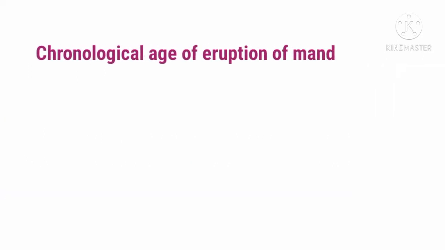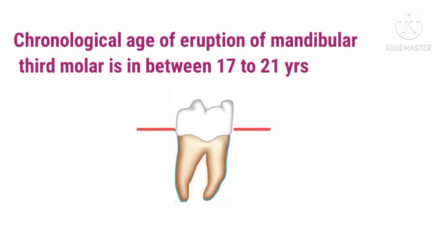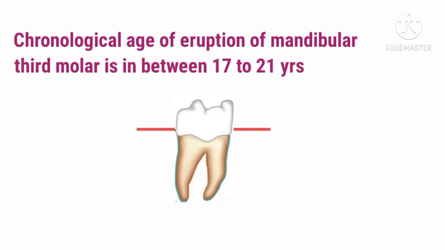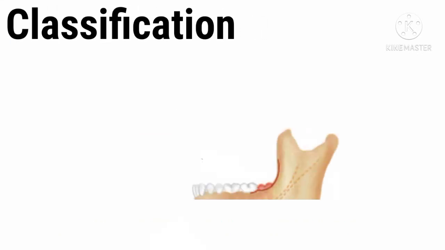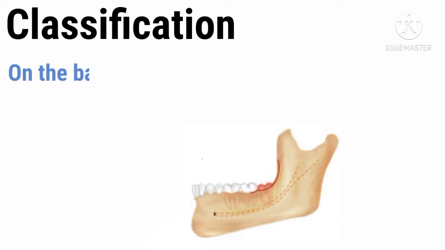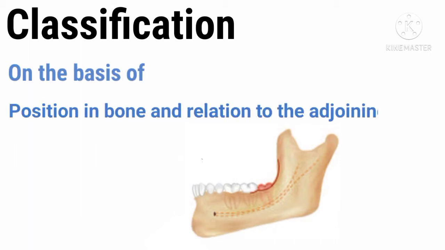Like, the chronological age of eruption of the mandibular third molar is between 17 to 21 years. If it doesn't erupt at this age, then it is said to be impacted. Impacted mandibular third molars are classified on the basis of their position in bone and relation to the adjoining tooth.